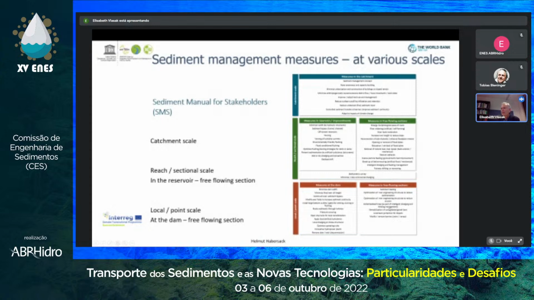So it's a list of almost 50 measures. And also, if you want to look at it in detail, there's a report in the Danube Sediment project, which is called Sediment Manual for Stakeholders. So these measures you find there, and you can read the description of the measures there in a general way as well.